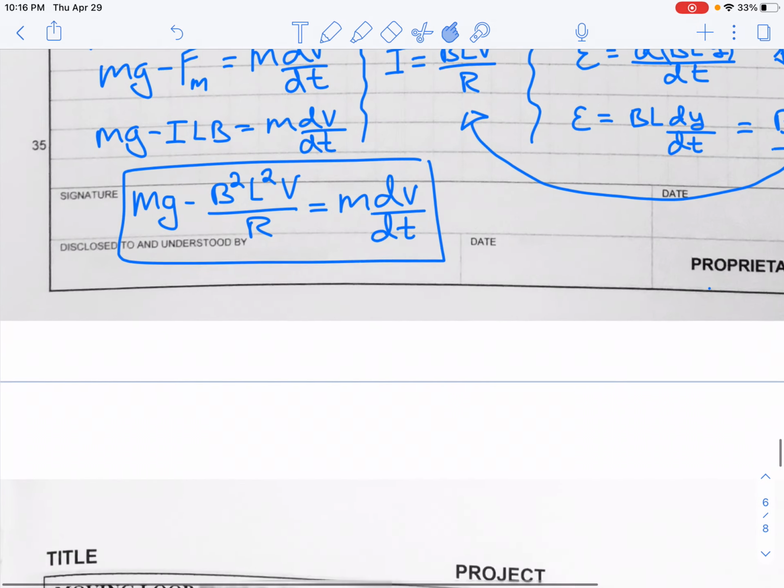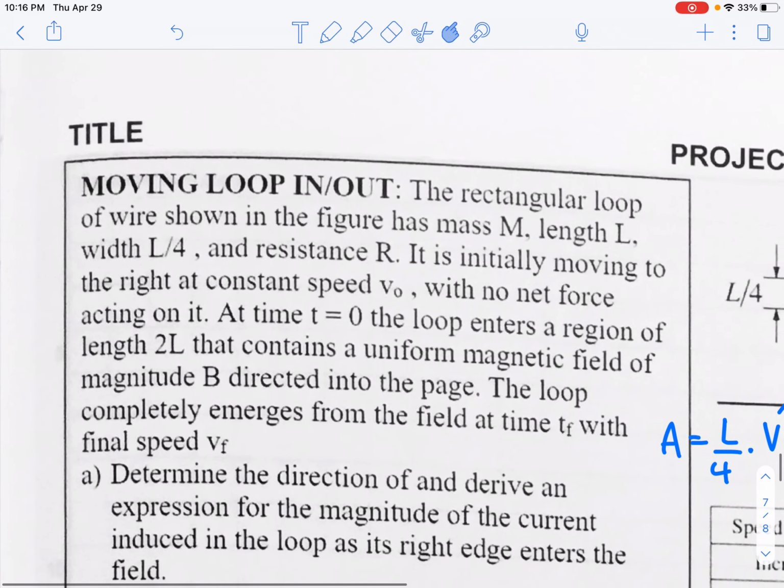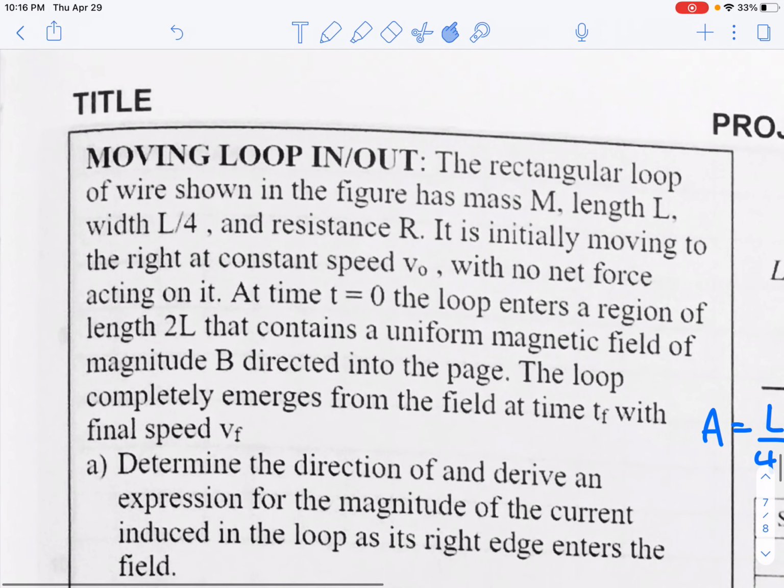So that brings us to this example. Moving the field in or out. We have a rectangular loop. You can see that over at the right in your own notebook. It gives some details. It's going to the right with a constant speed at the beginning. And then it enters a region where B is out of the page.